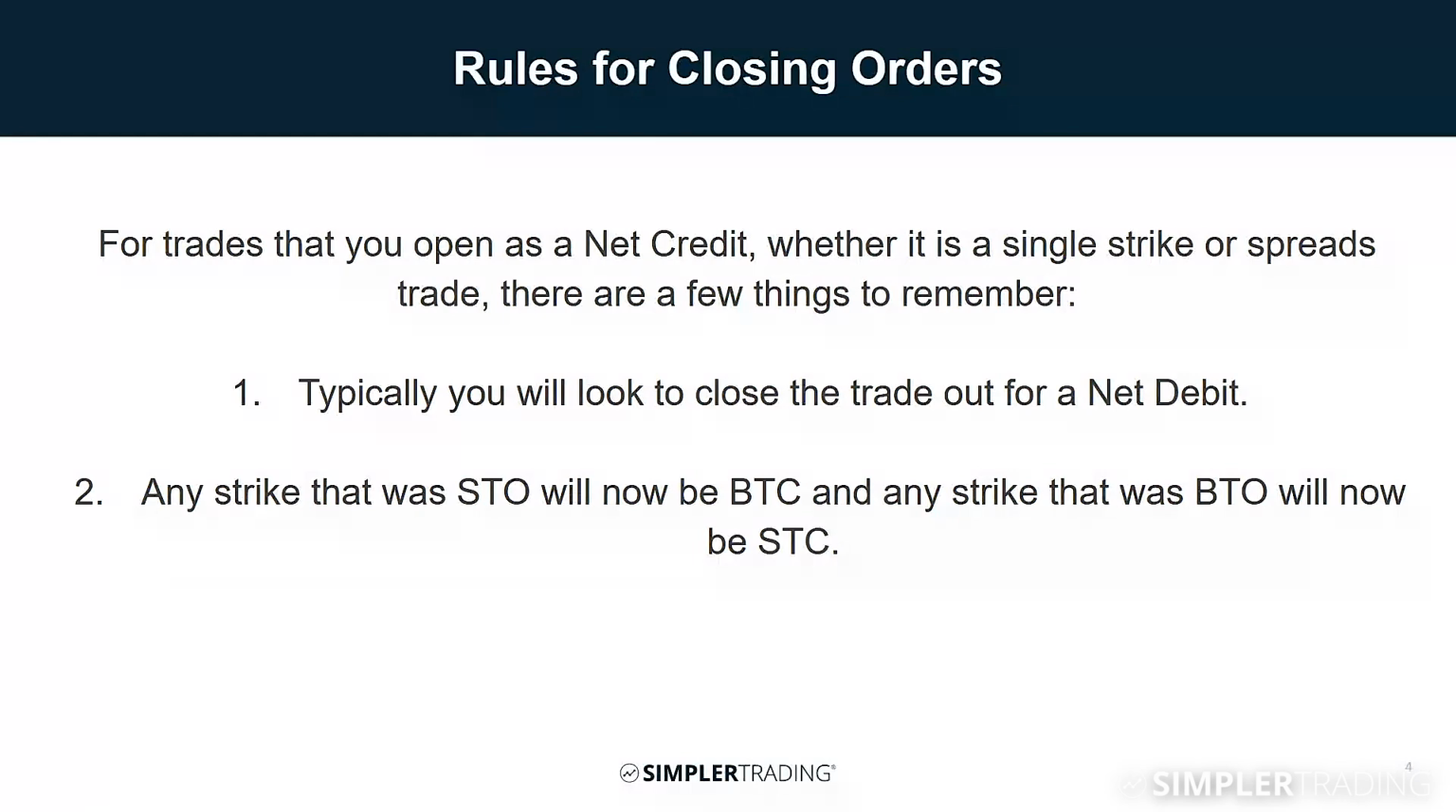But that might be an exception to the rule, right? It's technically a net credit trade that you open. And if the price does get back towards the middle of the strike, you have that insurance of the butterfly. And it's the butterfly portion of that trade that allows you to close out of it for a net credit as well.